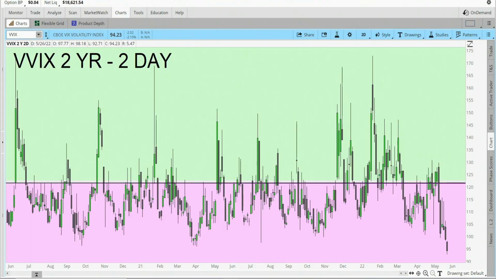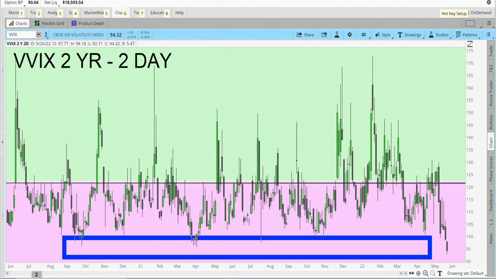The way I typically trade is on a short-term basis, 45 to 60 days. The first thing I do is find the direction of the trade. And today, the way we're going to do that is we're going to look at the VVIX 2-year 2-day. The VVIX is like the VIX, but it measures the volume of the VIX. So it prints on the charts a little bit differently.